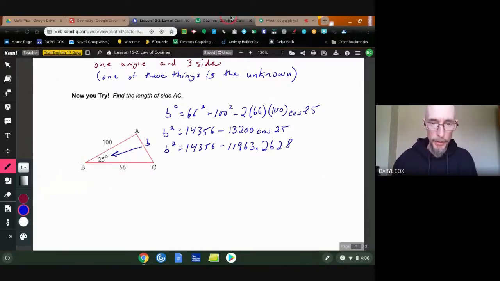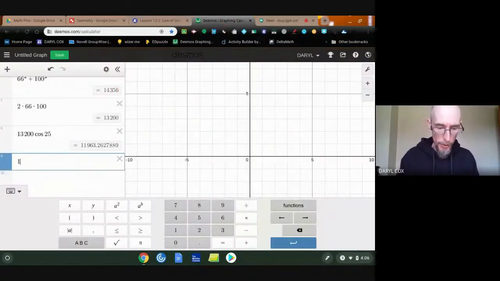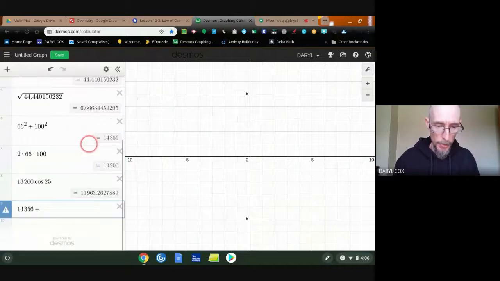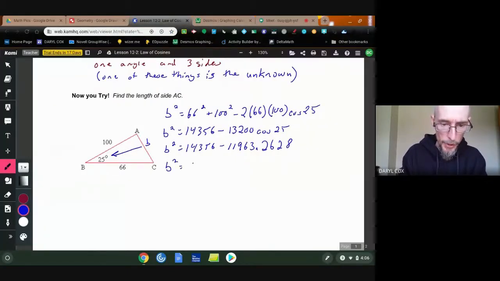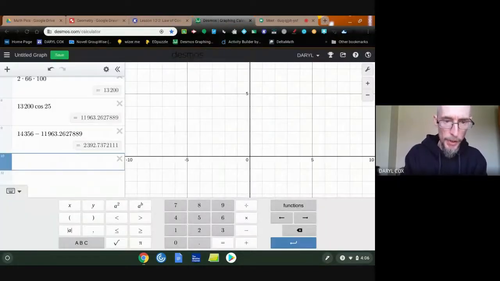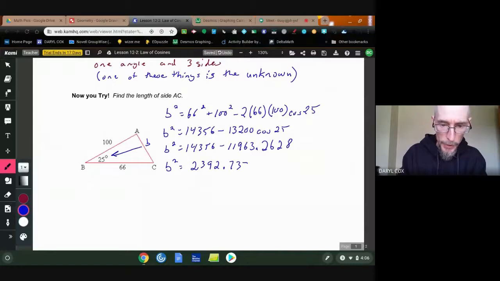Okay, so I'm going to go to my calculator. 14,356. That one I can type in. Minus, I don't want to type this in, so I'm going to do my little copy and paste here. So that means B squared is 2392.7372. And you notice how I'm writing all this information down. I'm not just using the calculator, because if I mess something up, I want to be able to go back and find my mistake. So I do write all of this down.